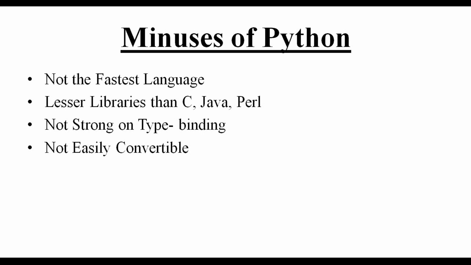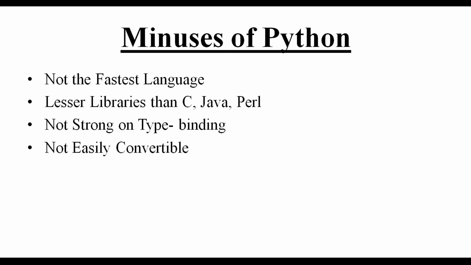Next is not strong on type binding. Means type mismatch issues will arise many times. Suppose you declare your variable as integer type and you store an integer value, and in some next line you want to store a string value in the same variable, you can store it. Python will not generate any kind of error. That's why this point says not strong on type binding. We will discuss afterwards what is integer, floating point number, string, character. These are the pluses and minuses. First you learn these points, and afterwards we will see how we work with data types like integer, character, float, and how we work with libraries like the math library or something else.